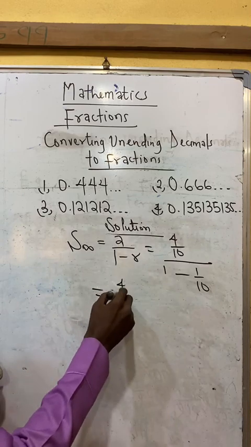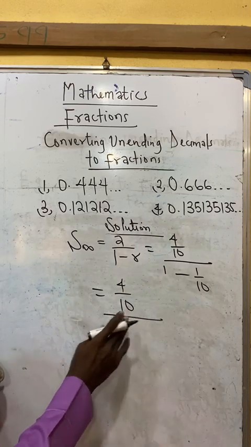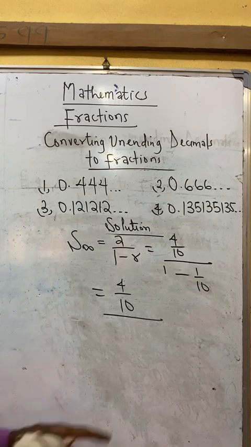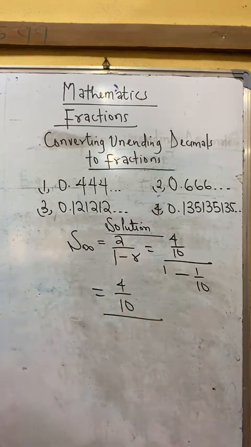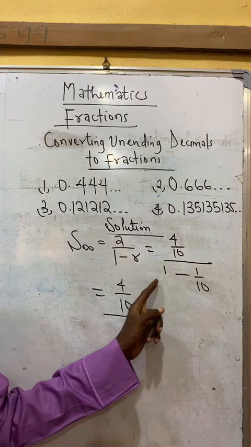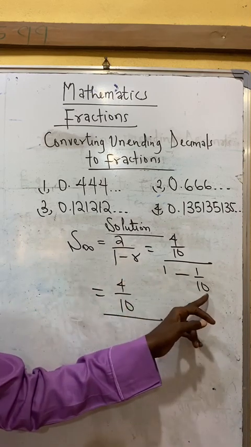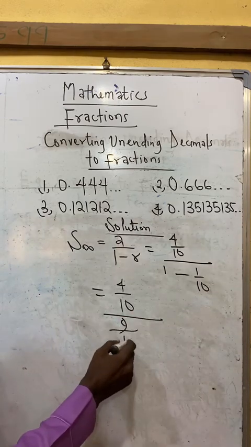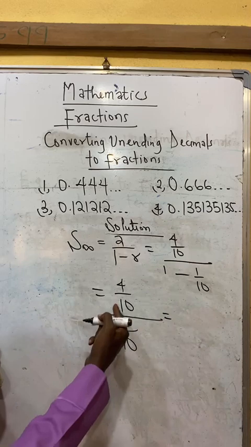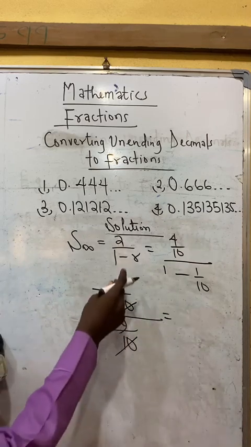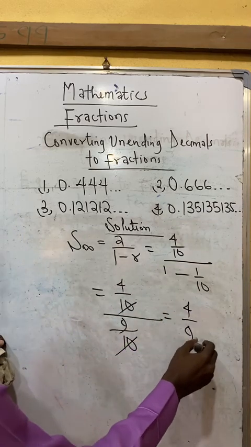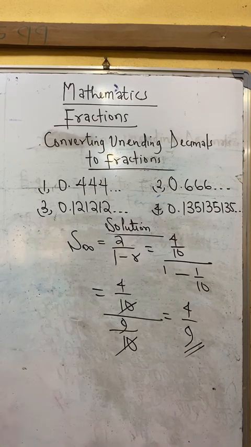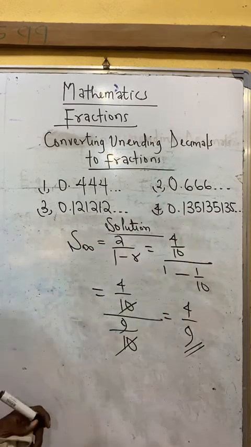So 4/10 divided by 1 minus 1/10. If you are subtracting a fraction from 1, you don't need to stress yourself. Just say 10 minus 1, that will give me 9 on top. 9 divided by 10. From here, 10 and 10 can cancel out. So we have 4/9, which is the same answer as what we got in the previous methods that we have used. So that's very easy. You can follow the same pattern to do question 2.